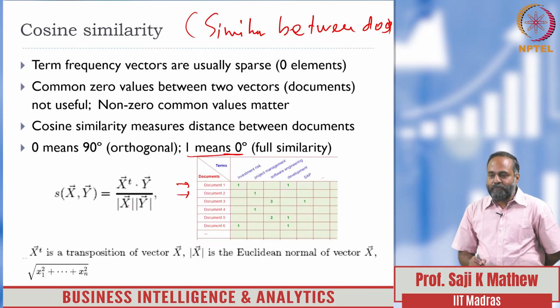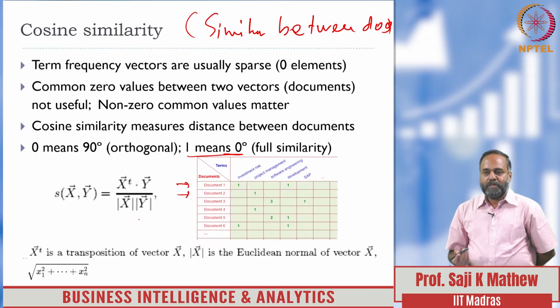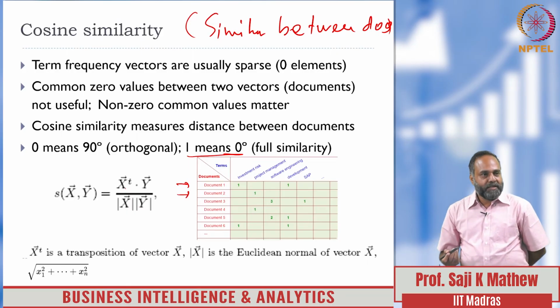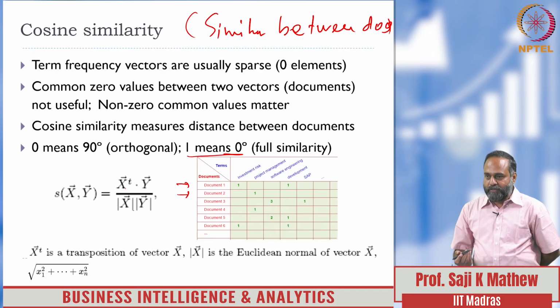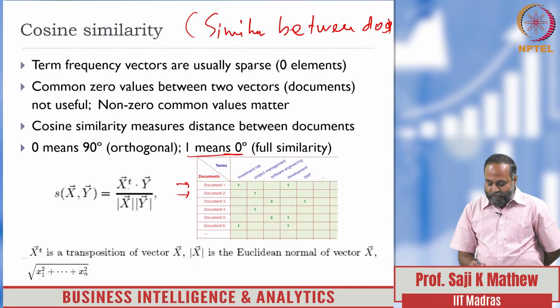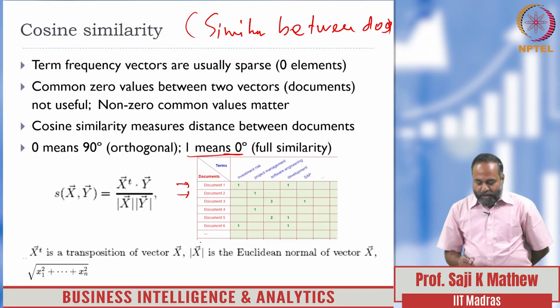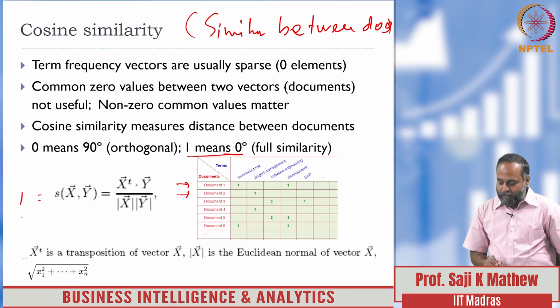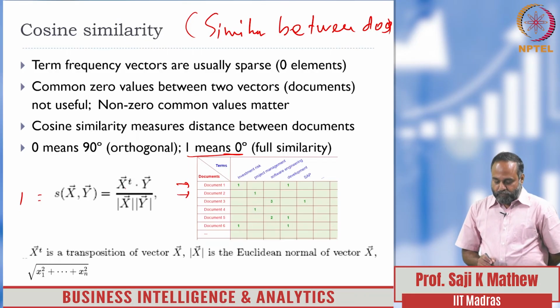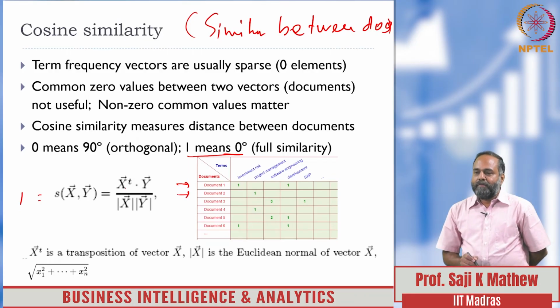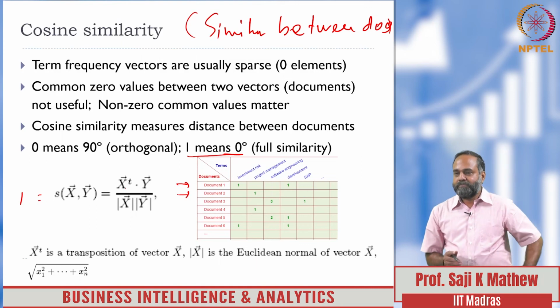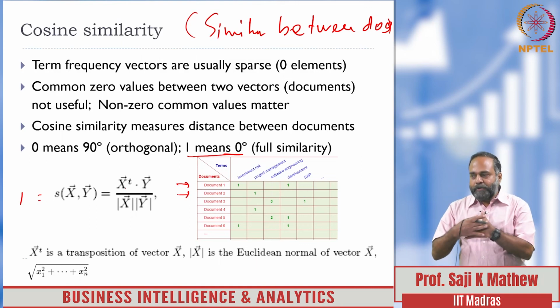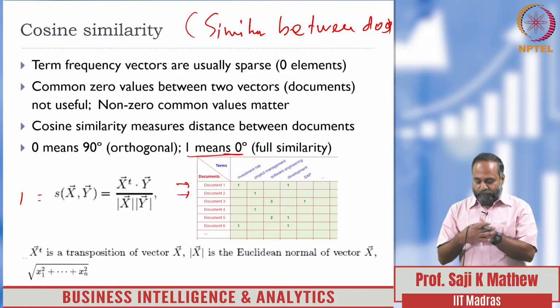Suppose both x and y are the same, numerator and denominator are the same. Numerator is equal to denominator. Since x and y are the same, it is the same as multiplying x into x or x into y. So, this ratio becomes 1, meaning, what is the angle between them? Angle between them is 0. They are horizontal.